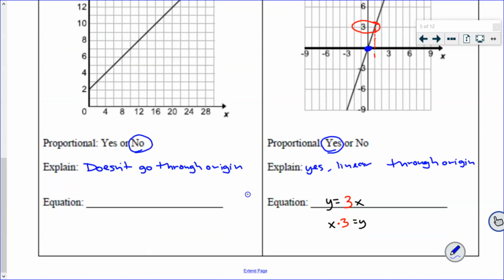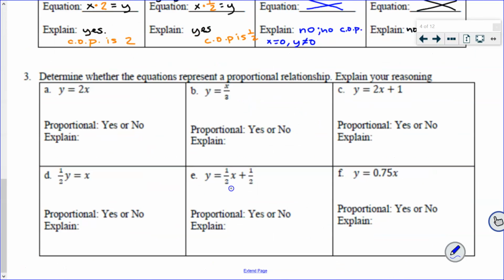We have these last couple problems down here. Determine whether these equations are proportional or not. Quickly go through these with your groups. A quick yes or no is all that we need. Don't worry about the explanation because we're short on time. Ready, set, go. Online learners, pause the video.